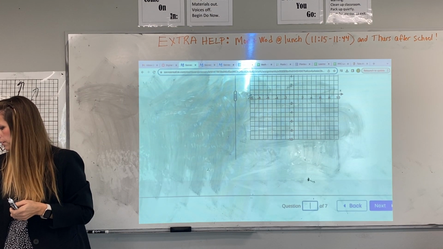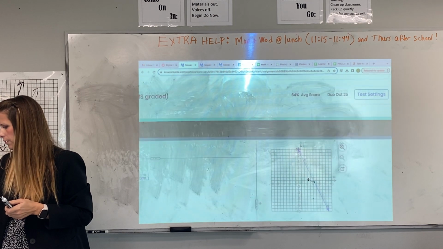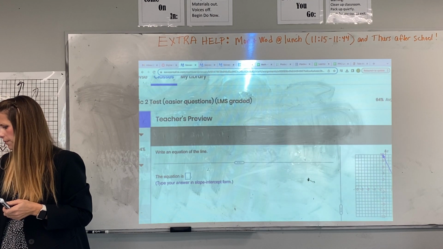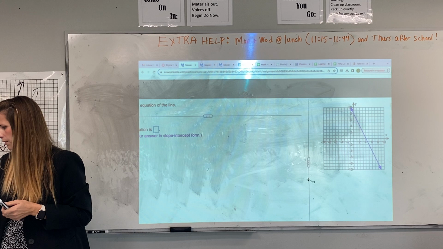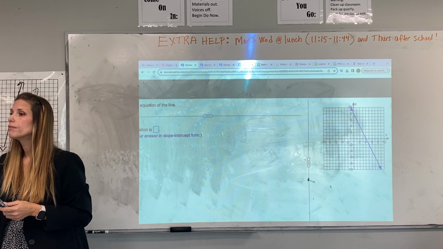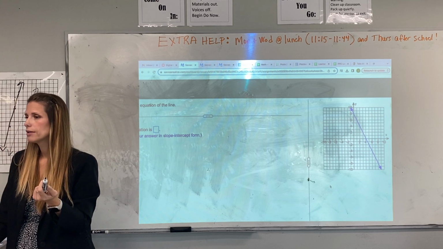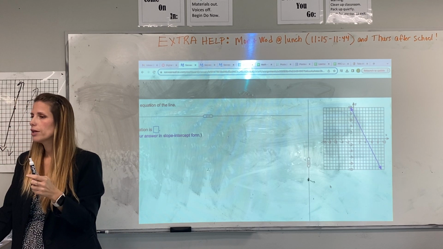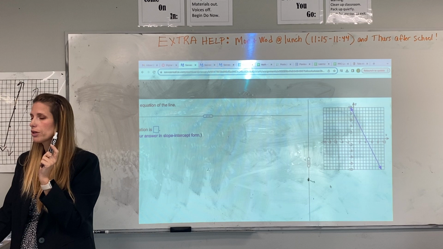The y-intercept is 6, but then it goes down 6 and over 2. And I don't know if it wants me to reduce it or not. Yes, you always reduce the slope. 6 over 2 equals what? 3. Good. You're missing something very important in your equation now.